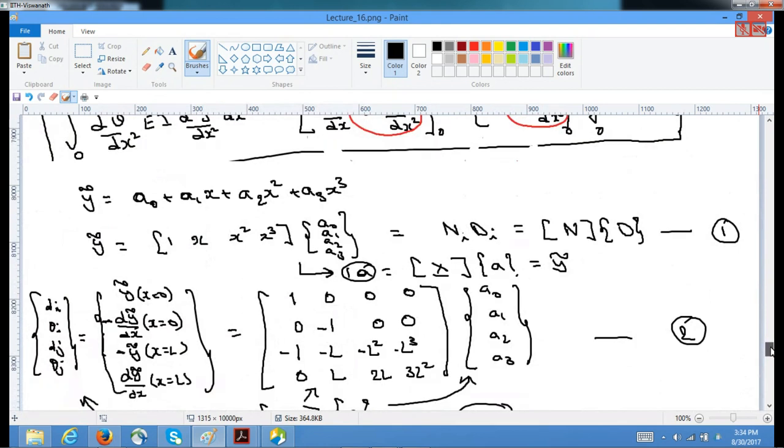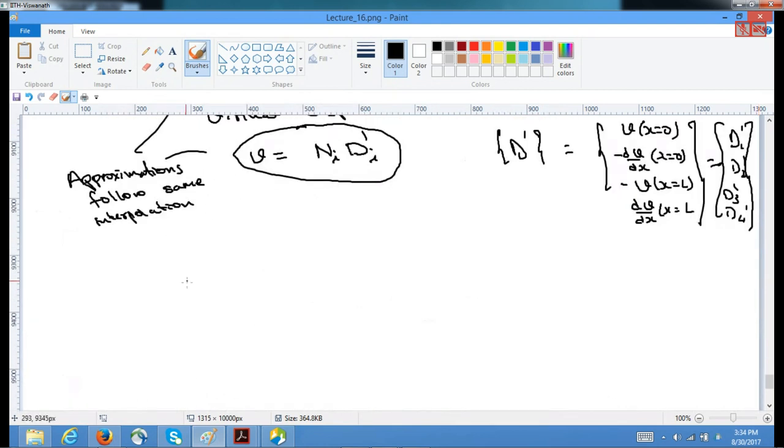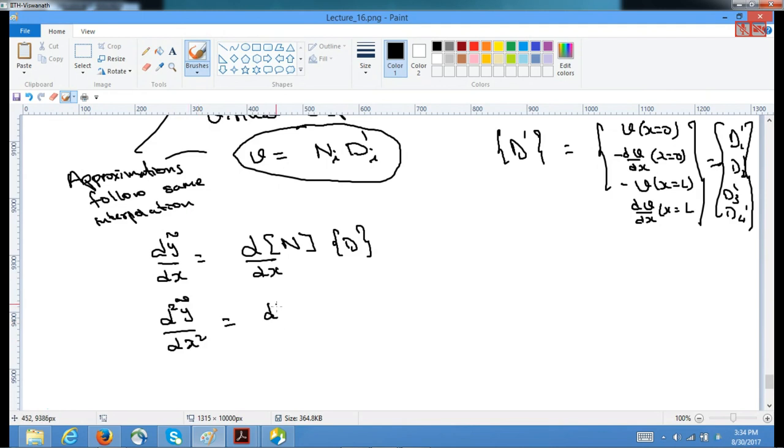Okay, so before doing that, I can write now my dy by dx, or dy tilde by dx, as dN by dx times d. Similarly, d square y tilde by dx2 is d square by dx2 applied over all the entries of the N vector times d. Since these d's are arbitrary constants, they are not differentiable. Okay, so they are anyway constants, they are arbitrary constants.